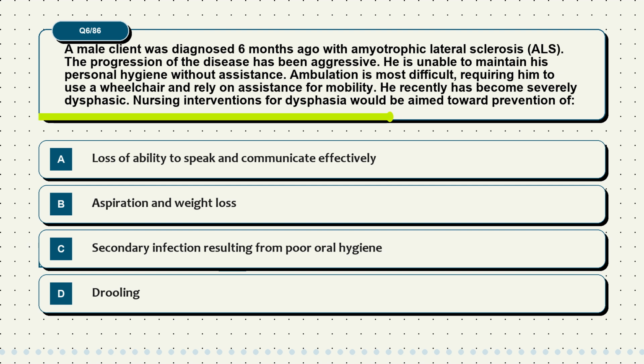Here are the options. Option A. Loss of ability to speak and communicate effectively. Option B. Aspiration and weight loss. Option C. Secondary infection resulting from poor oral hygiene. Option D. Drooling.